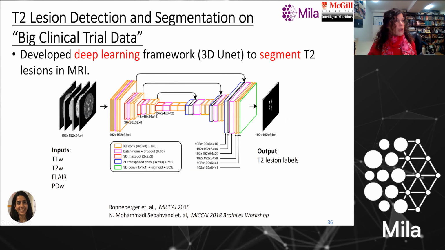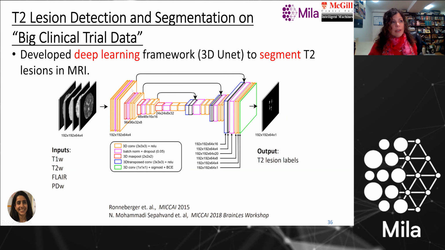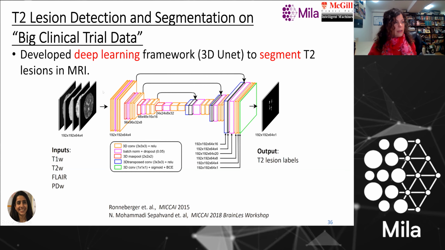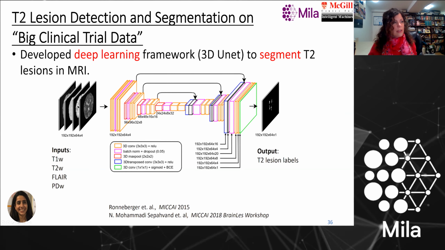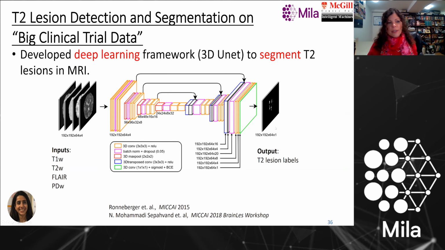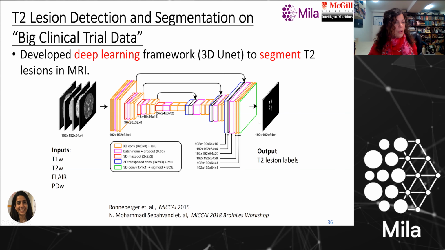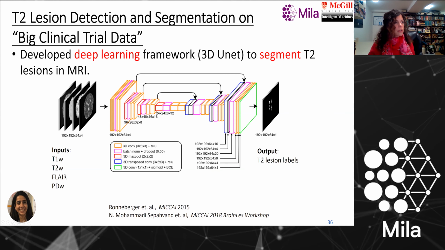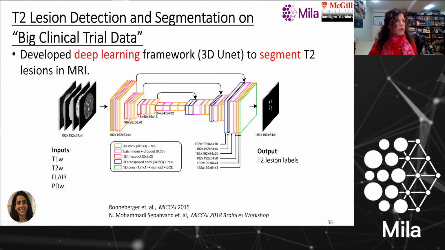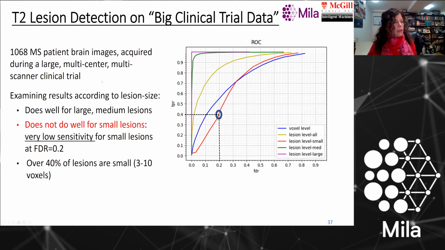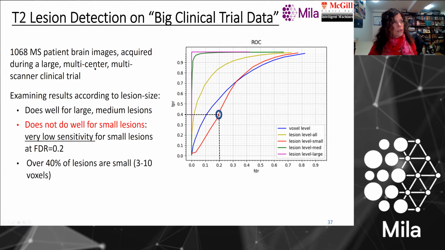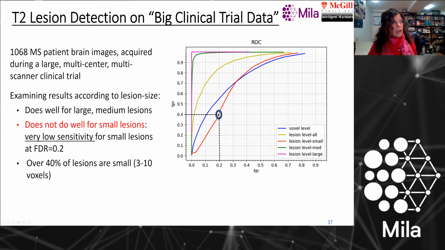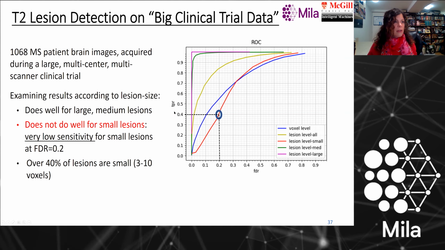So we developed this framework. It's just an adaptation of a very popular model called the 3D U-Net. The idea is just to take the images and to produce a T2 lesion label map. This is a very popular method used for segmentation throughout the field. And in general, we trained and tested it on a clinical trial of over 1,000 MS patient brain images. This trial is multi-center, multi-scanner.